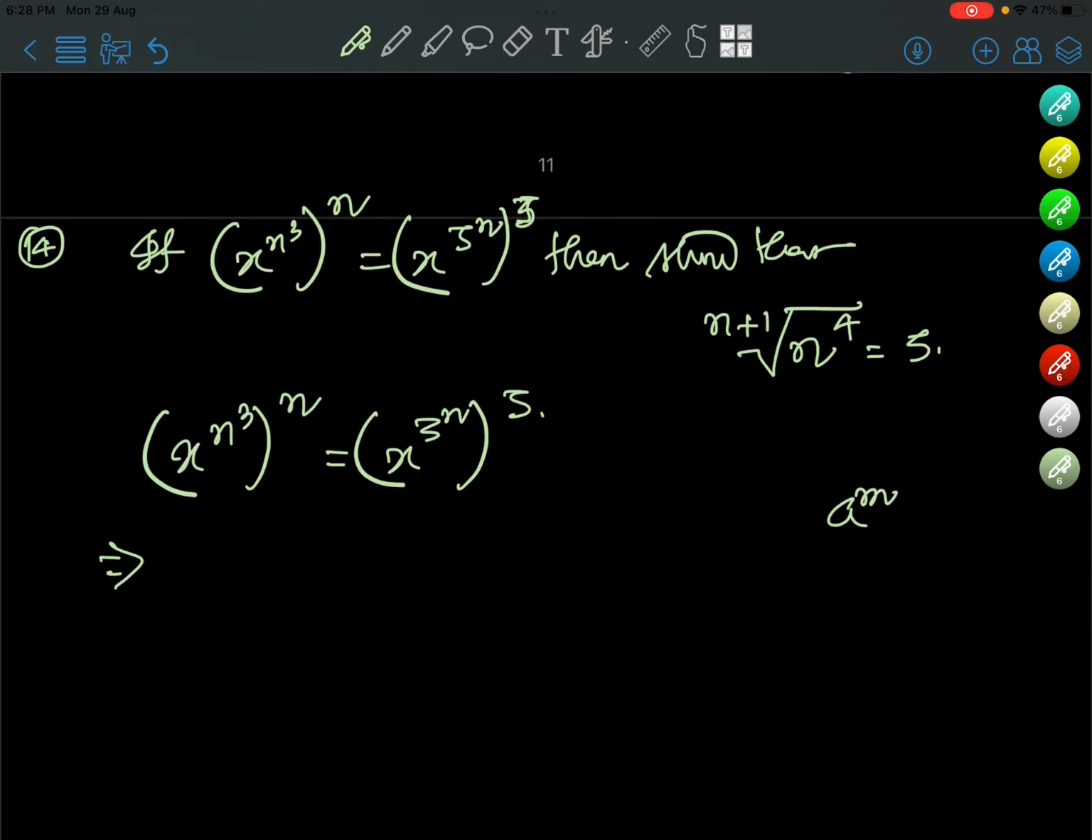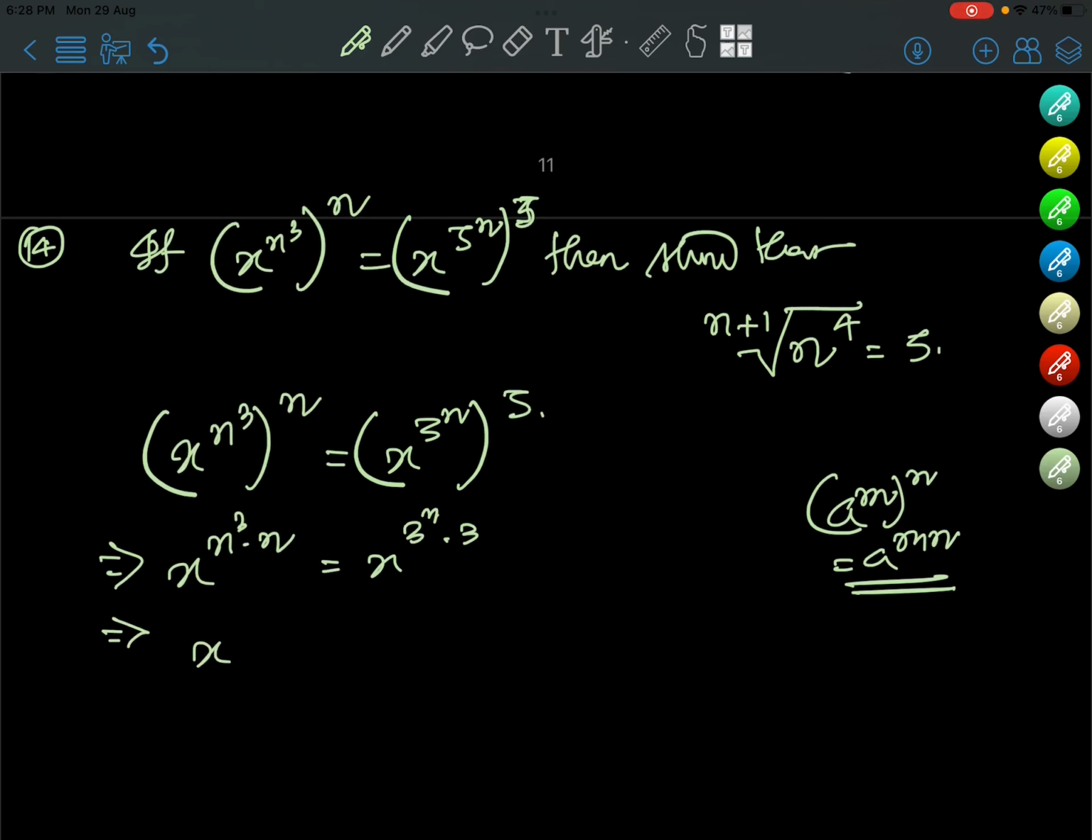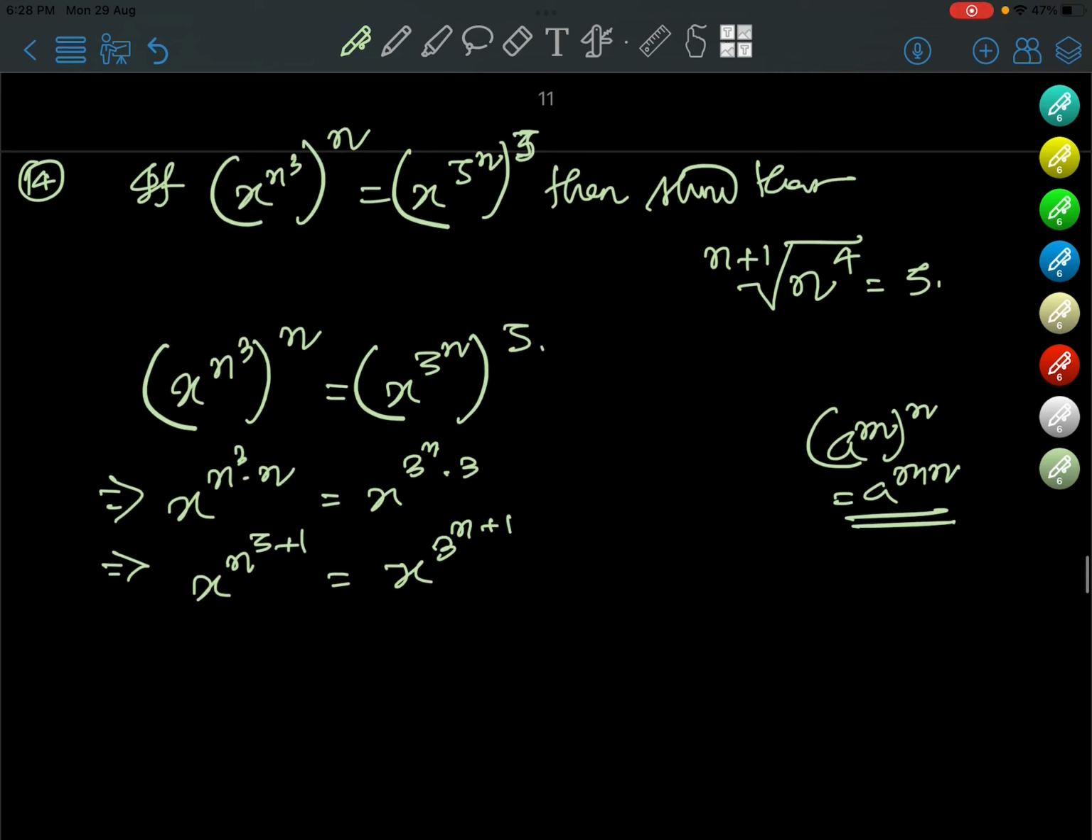We are going to use the formula a to the power m whole to the power n. Now we multiply the powers: a to the power mn. In this case we are going to do the same. n cube into n equals 3 to the power n into 3. Now x to the power n cube plus 1 equals x to the power 3 to the power n plus 1. Now x to the power n to the power 4 equals x to the power 3 to the power n plus 1. Now the bases will cancel out each other.